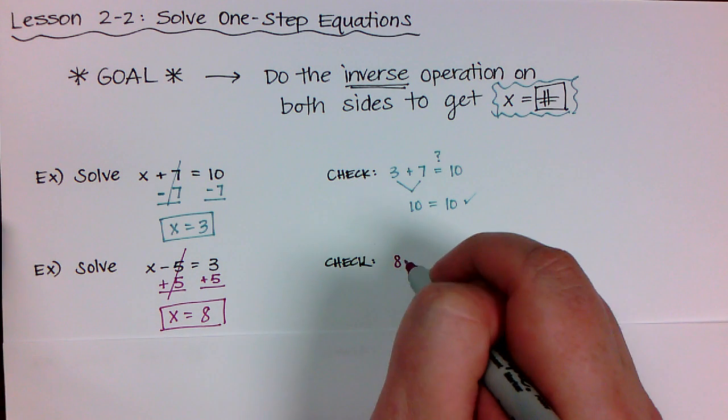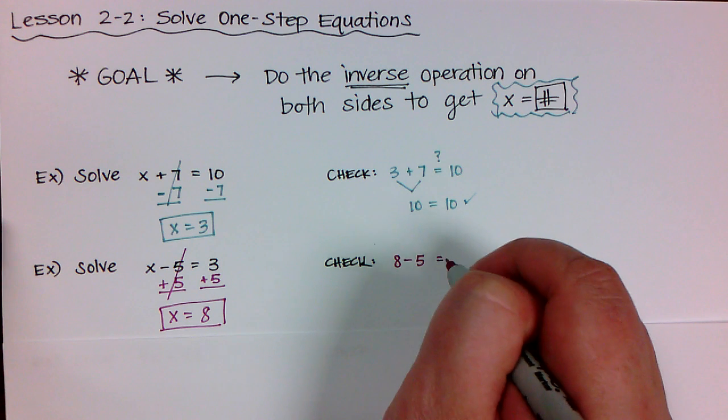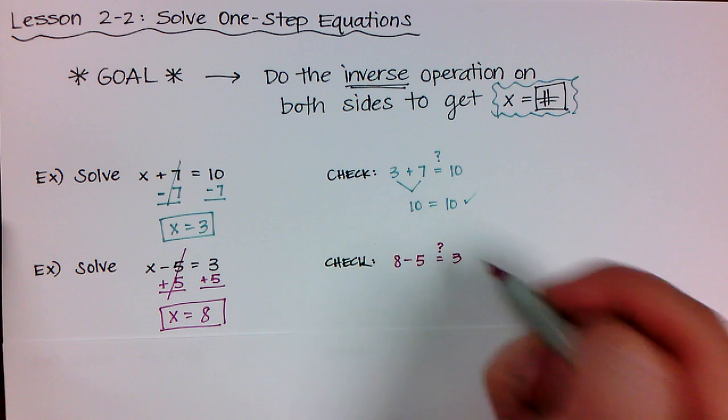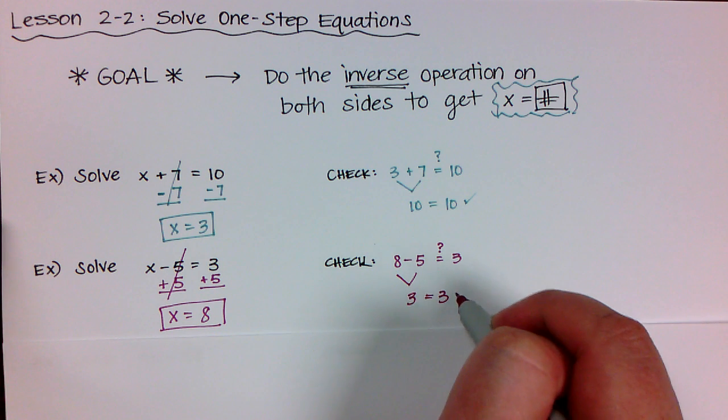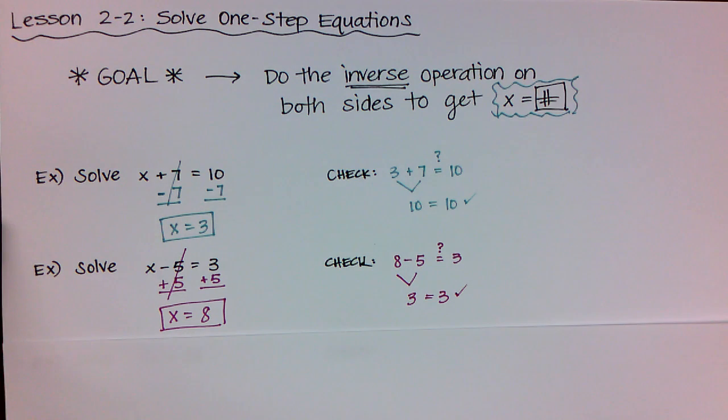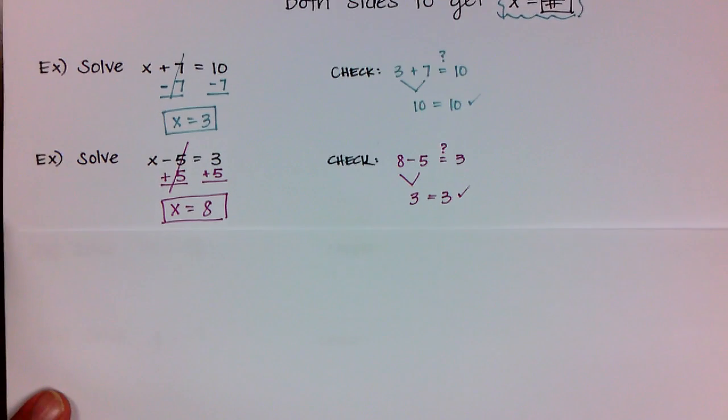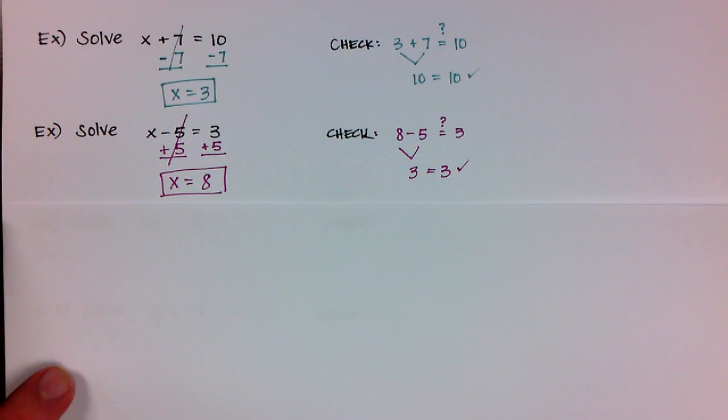I'm pretty confident in myself, but we're still going to check our work. I'm going to write down 8 minus 5 and see if that's equal to the right side, which was 3. And 8 minus 5 is 3, and 3 does equal the 3. So I'm good. I got the right answer. I proved it by checking. Let's move on.